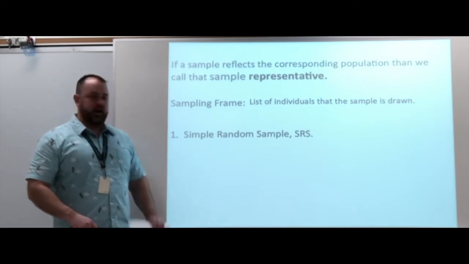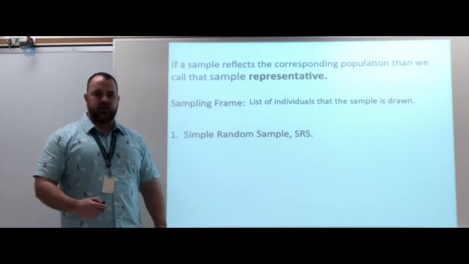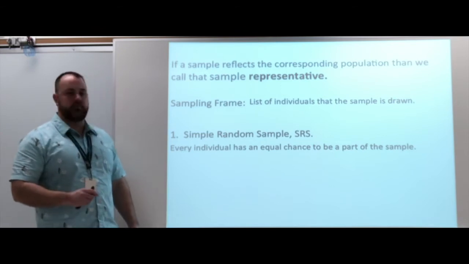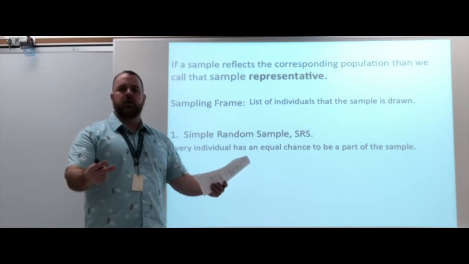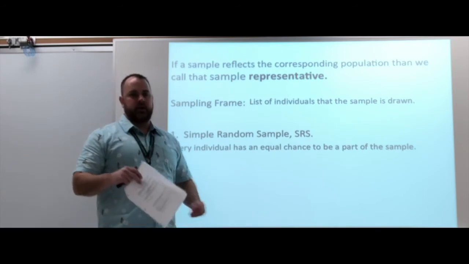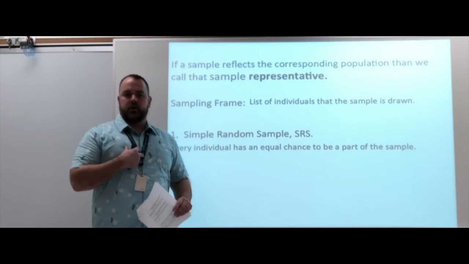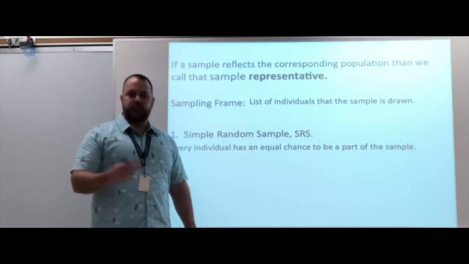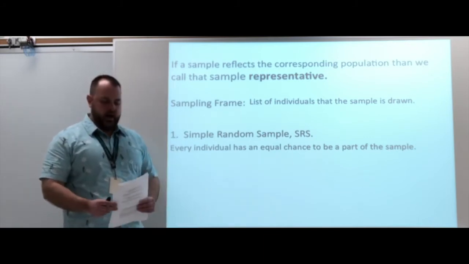A simple random sample. This is what you want. This is the best type of sample that you're going to be able to get. The important thing is every individual has an equal chance to be a part of the sample, and that's really the hard part. Here's our sampling frame. How can every person have an equal chance of being picked? It might be technical that not everyone has an equal chance, and it might be conscious. The person doing the survey might subconsciously be picking one group more than another group, and those are the things that we're going to have to control.